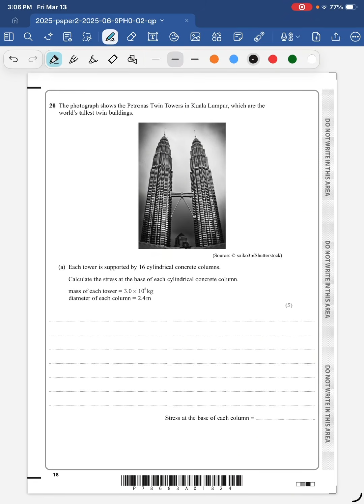Each tower is supported by 16 cylindrical concrete columns. Calculate the stress at the base of each cylindrical concrete column. They give you the mass of each tower and the diameter of each column. So we will use stress is force per cross-sectional area. The force here is just due to the weight: M times G over pi r squared.